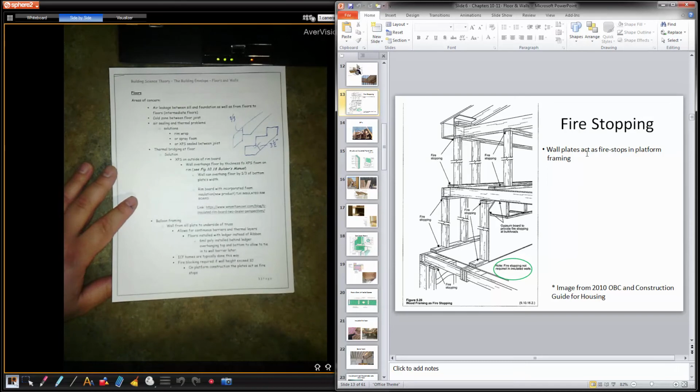This picture just talks about fire blocking. Wall plates act as fire stops in platform framing. So if we don't have those plates, such as in balloon framing, we have to have blocking put in place to stop that from occurring. So the top plate and bottom plate act as fire stops. If fire were to get in between these two studs, it travels upwards, right? The heat's going to travel and burn that top plate out. So that top plate's going to slow down the fire. So that's basically what it's doing.